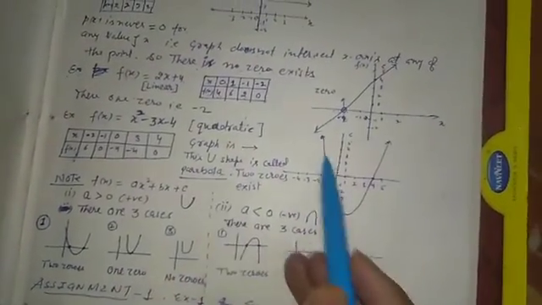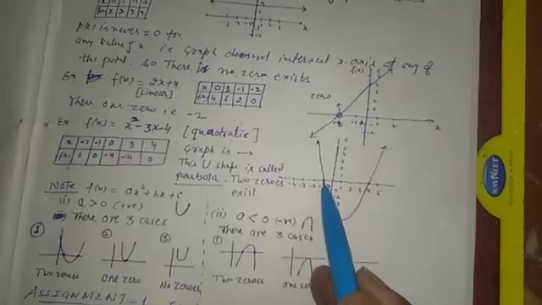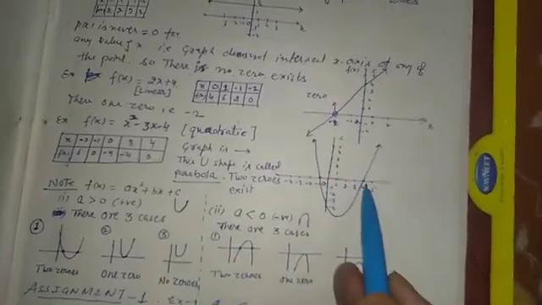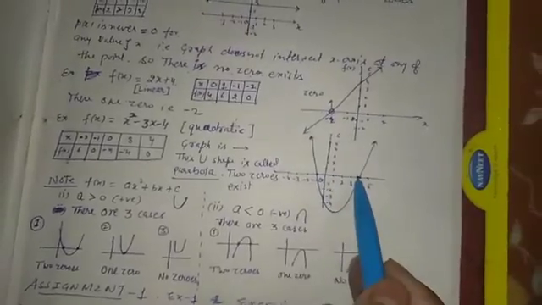Then we have f(x) = x² - 3x - 4. This is quadratic. If we draw the graph for this, we'll get this kind of shape because it's a quadratic graph. There is a table. Now we can see that the graph is intersecting x-axis at 2 points, one this side and this side. This U shape is also called a parabola. So how many zeros are possible here? 2 zeros are possible because the graph is intersecting x-axis at 2 points.